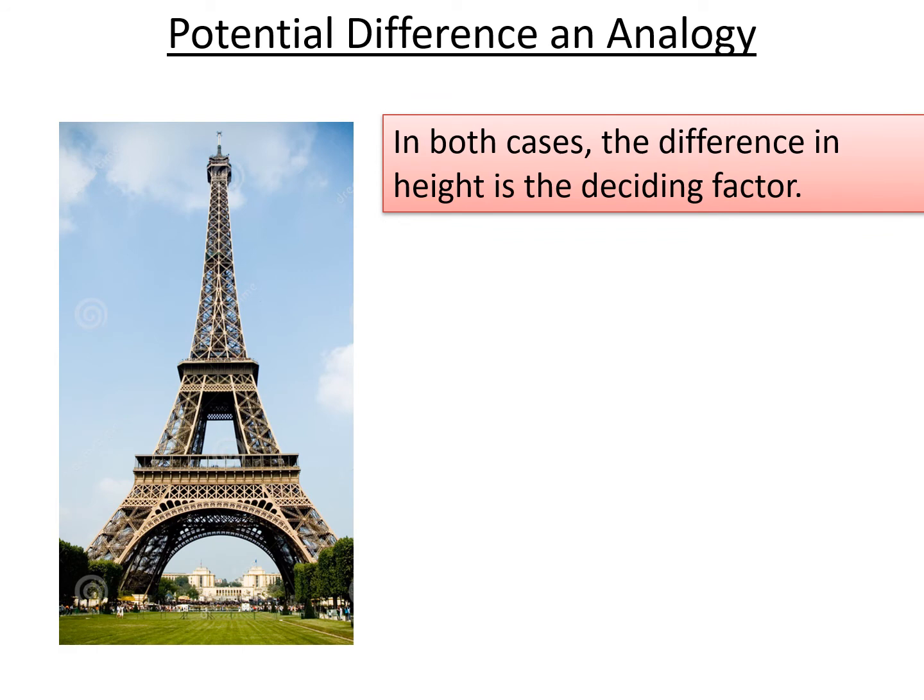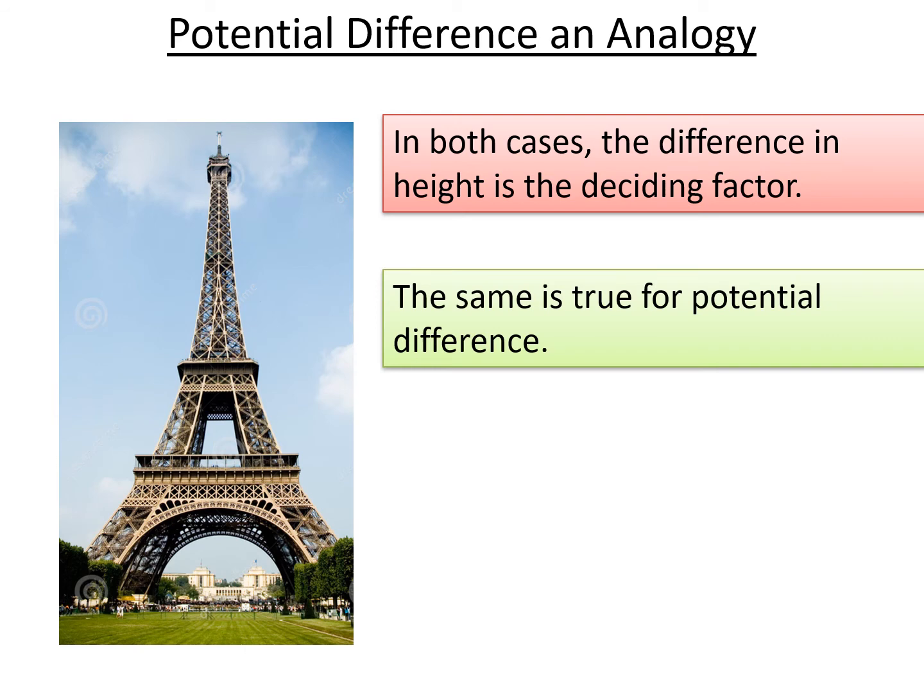Okay, hopefully you got the idea that in both cases, the difference in height is the deciding factor. If there was a big difference, then he was more likely to die because he had more energy. If it was a small difference, then he was less likely to die. It was more likely just to hurt himself because there was a smaller energy. And this is why we have the definition potential difference. It's literally a difference in potential or a difference in energy. Okay, a difference in energy.